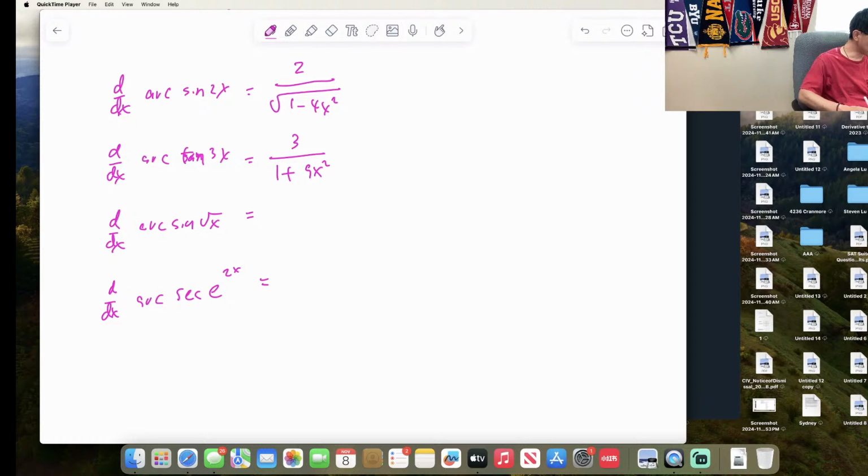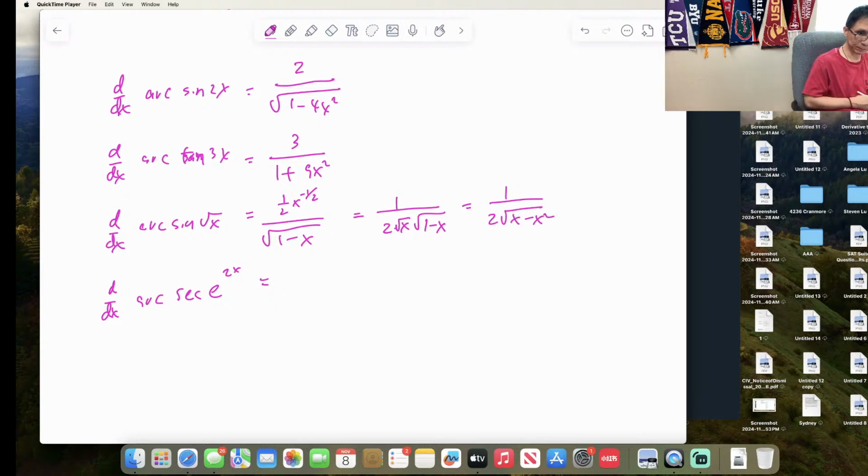The next one is gonna be, well, you have to be careful here. This is 1/2 x to the negative 1/2, and this is gonna be what? 1 minus x. So that's gonna be 1 over 2 square root x times 1 minus x. So that's gonna be 1 over 2 root x minus x squared. That's what I got.